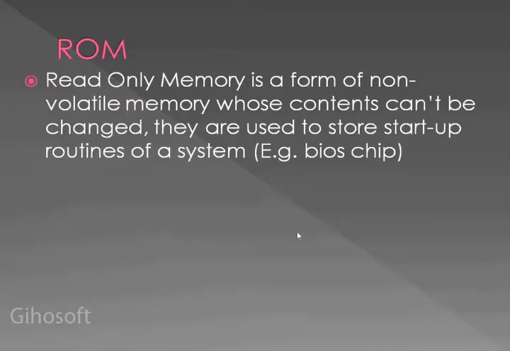The next type of memory which we have is ROM. ROM stands for read-only memory, and it is a form of non-volatile memory. That means it is a permanent memory whose contents can't be changed. They are used to store a startup routine of a system. For example, your BIOS chip is an example of ROM.